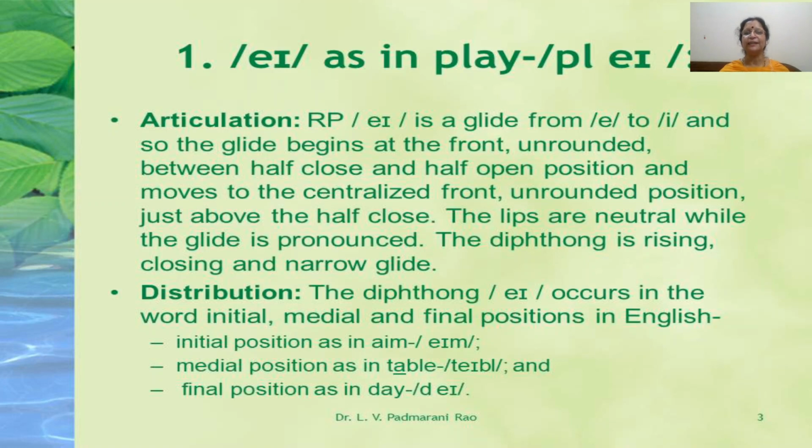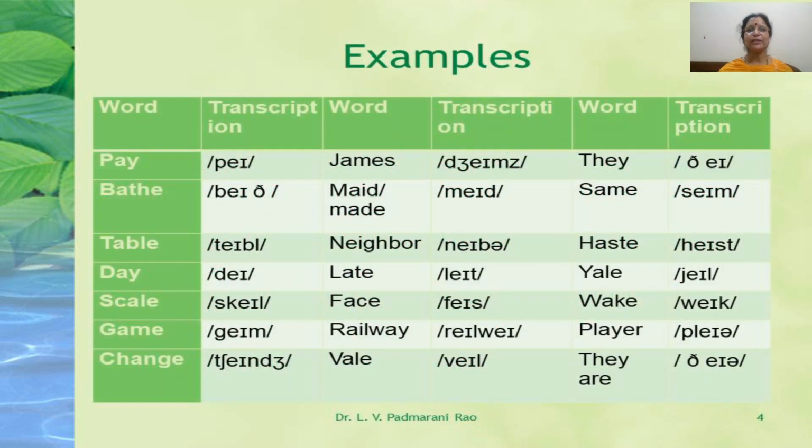Distribution-wise, the diphthong A-E occurs in the word initial, medial, as well as the word final positions, as in the examples AIM, aim, initial position. TABLE: the normal Indian pronunciation is table, but the RP pronunciation is table, where A occurs in the medial position. And the final position example is DAY, day.